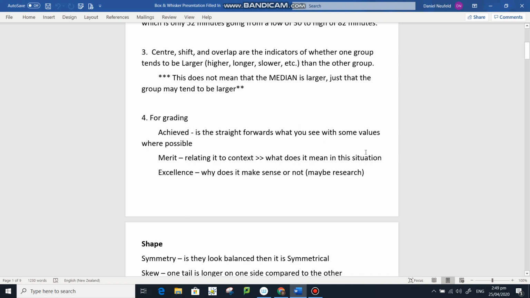Merit, we got to relate it to context. What does it mean in the context? So again, instead of talking just about groups and numbers and dots, we're actually make sure that we're, in our example, talking about males and females. And if it's running speed, then we're comparing running speed. Okay? And excellence, again, is always the why. Why does this either make sense or not? And of course, anytime when you make a comment about a why, it's best if you can add a bit of research. Again, not much, but just a bit of research to tie it all in together.